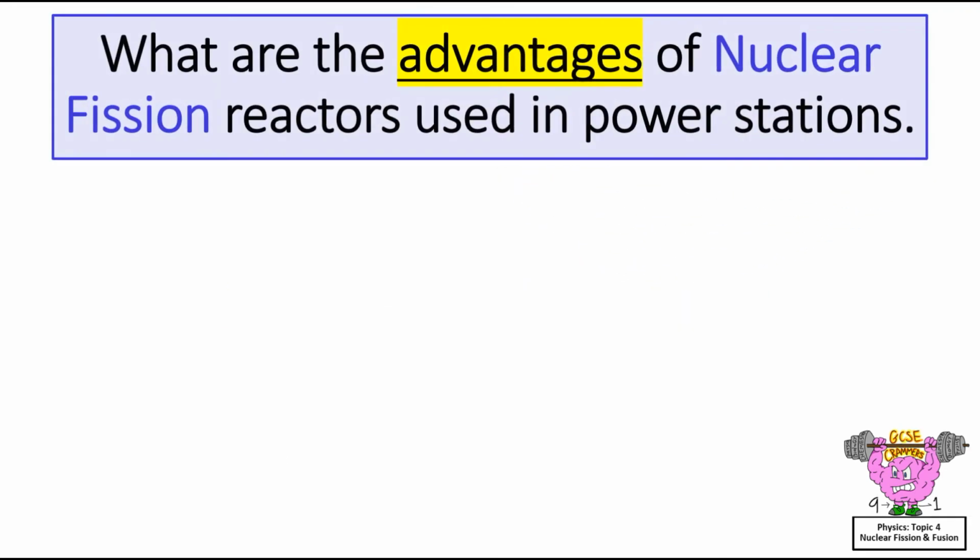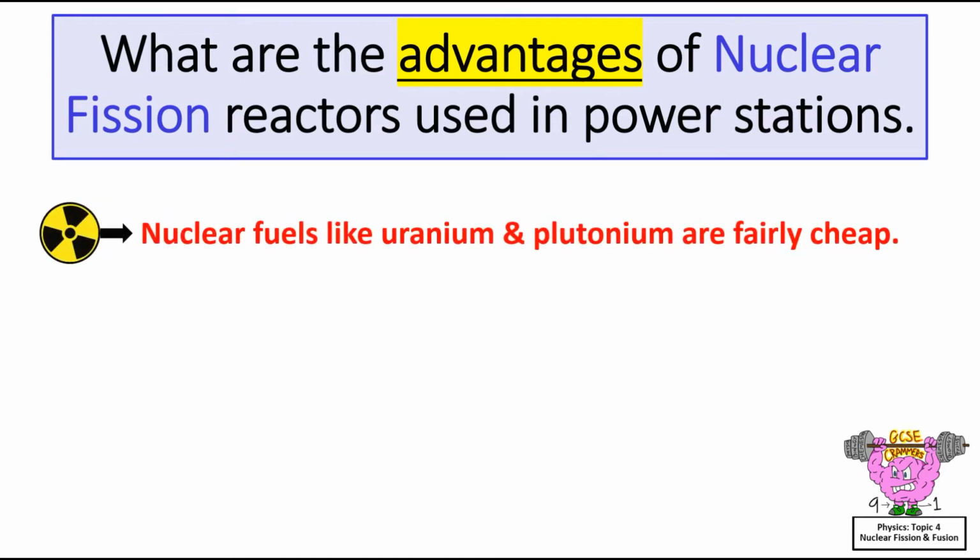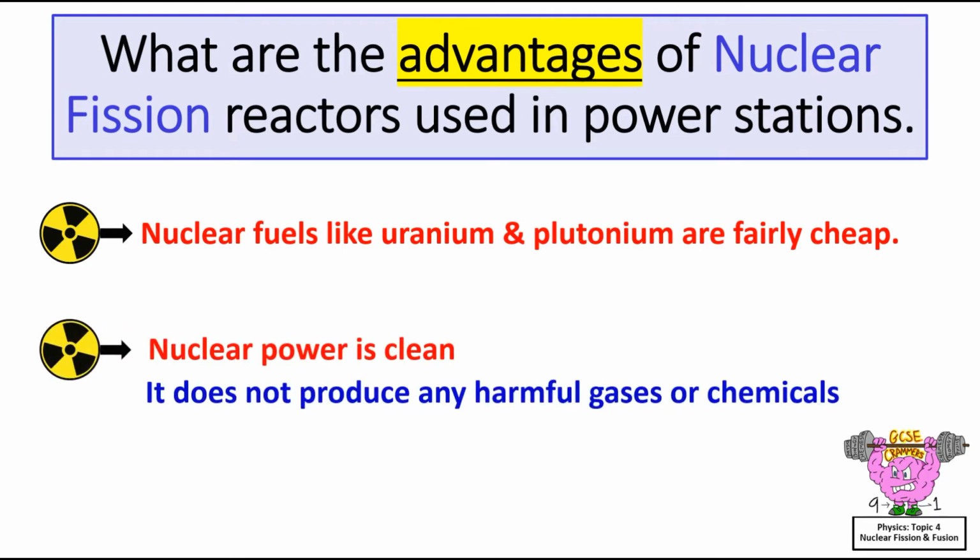What are the advantages of nuclear fission reactors used in power stations? Nuclear fuels like uranium and plutonium are fairly cheap. Nuclear power is clean. It does not produce any harmful gases or chemicals that can go into the environment.